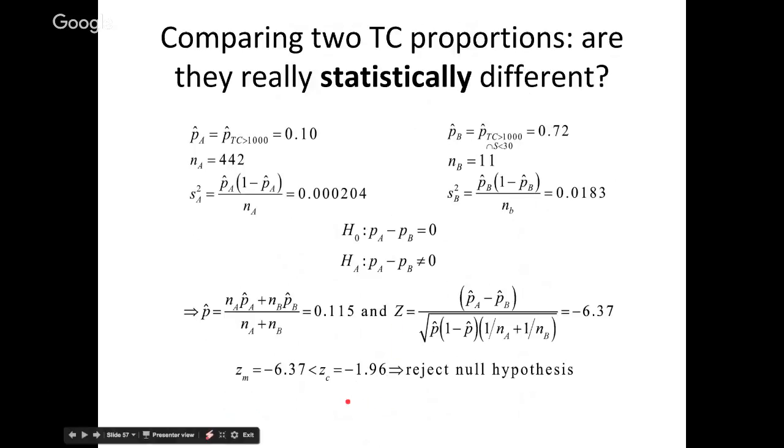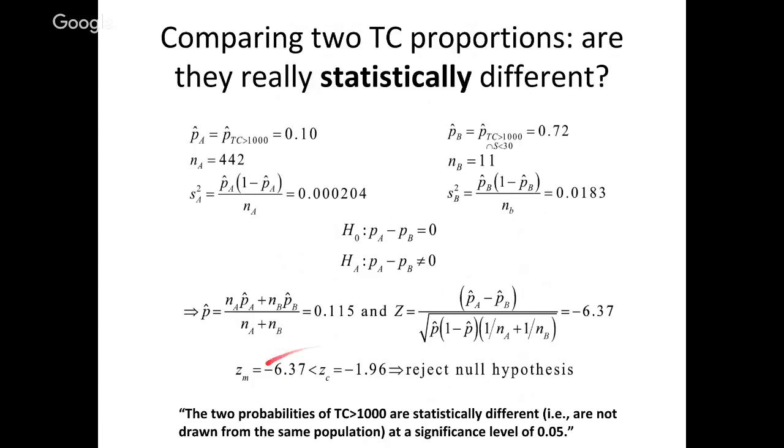And so basically, because our measured Z value is far left of the critical value, it's deeply into the tail, we're going to reject the null hypothesis and basically conclude that the two probabilities of TC greater than 1,000 are statistically different. That is, they are not drawn from the same population at a significance level of 0.05. So we might have gotten a different answer if we'd chosen a different significance level. So we always have to report the significance level at which we're doing the comparison in the statistical hypothesis testing.